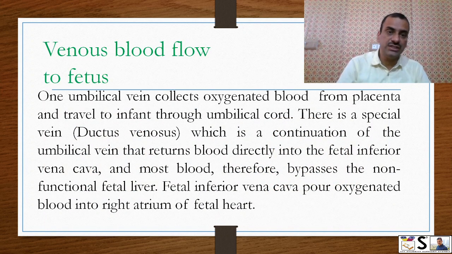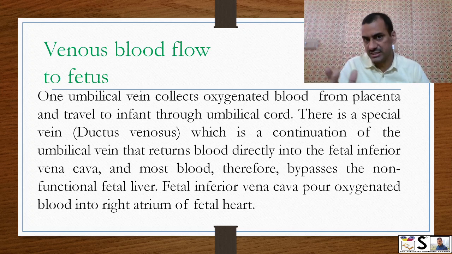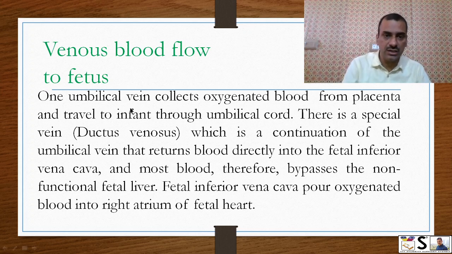Now we will study the venous blood flow to the fetus. Keep in mind that from the placenta the veins take oxygenated blood. Normally all veins take what? Deoxygenated blood. But here in the umbilical cord, the vein takes oxygenated blood to the fetus from the mother's blood. So one umbilical vein collects oxygenated blood from the placenta and travels to the infant through the umbilical cord.